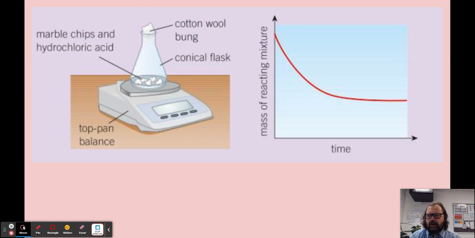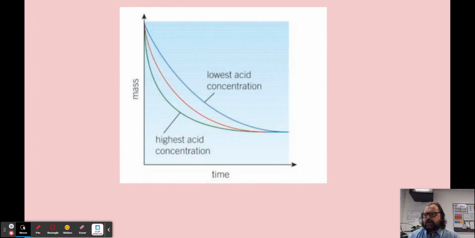You can see that over time the mass of the reacting mixture goes down, but the loss of mass is fastest at the start, and that's because at the start of the reaction the chance for collision is greater. We could use this as one of the methods to investigate factors that affect rate of reaction, and if you look at this graph you'll see three lines where the same experiment has been done with three separate strengths of acid, and you can see that the steeper line is for the higher acid concentration. In other words, if you make the acid more concentrated, the rate of reaction increases.